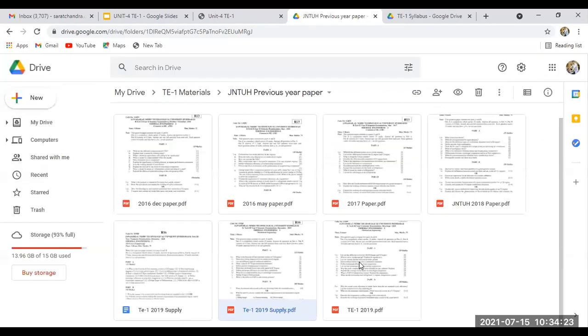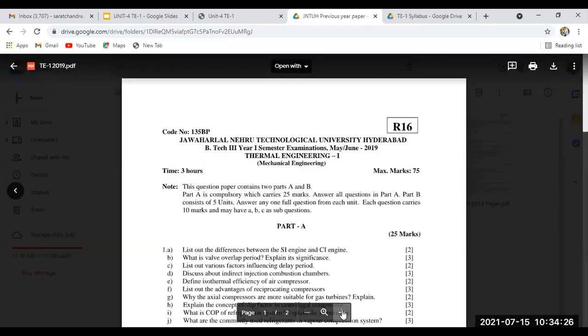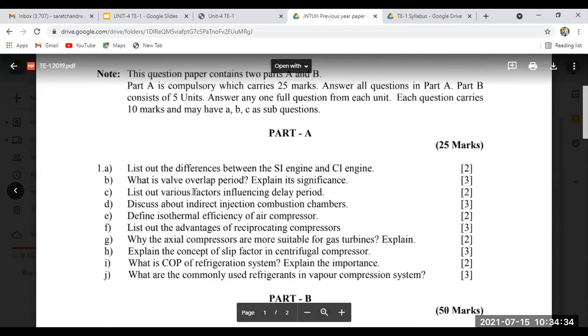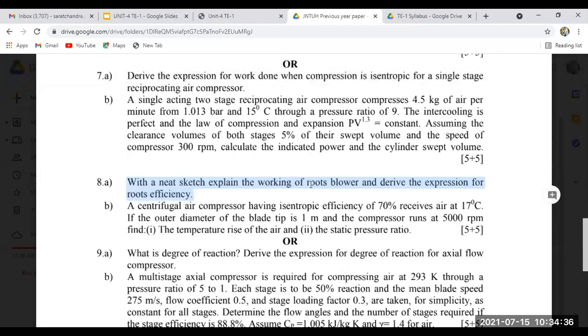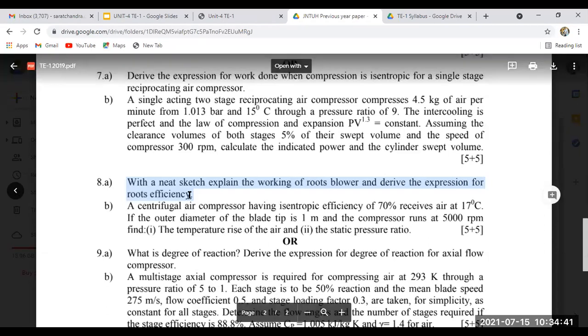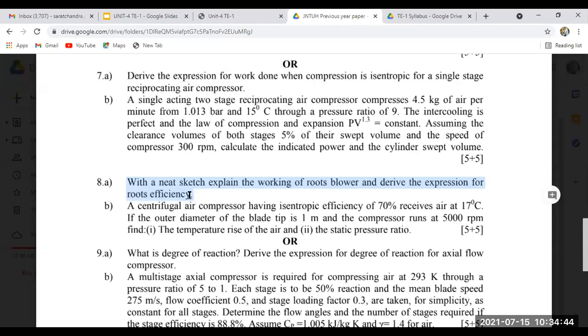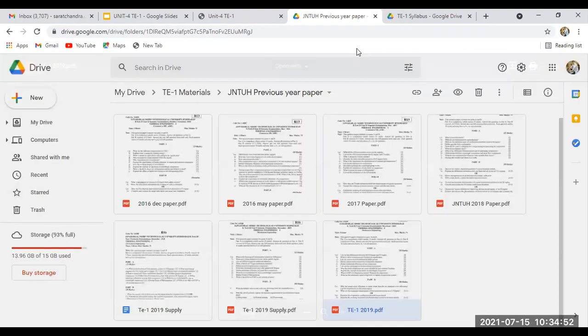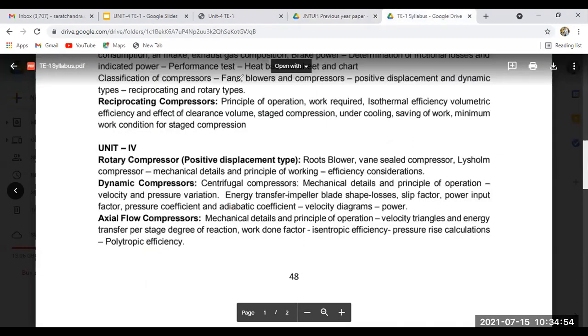Again in the 2019 final exam, here also they have asked, question number 8A: with a neat sketch, explain the working of root blower and derive the expression for root efficiency. You can see the number of times they are asking regarding this root blower compressor. So that's why I have told you in the syllabus, out of all these 3 types of compressor, this root blower compressor is the most important one.